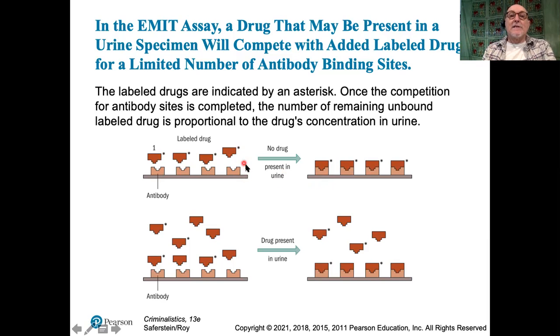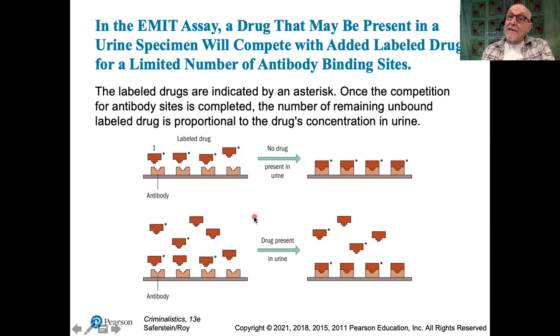Okay. So let's just say here we've got our antibody. Here's our labeled drug. This is the labeled cocaine we're introducing artificially. This person whose urine's being tested has no cocaine in the urine at all. What will happen is all of the labeled cocaine will stick to the antibody. This is going to turn a dark color, a relatively dark color.